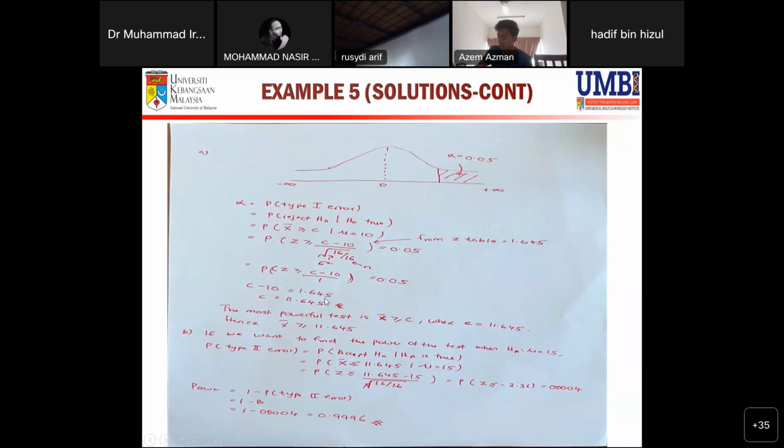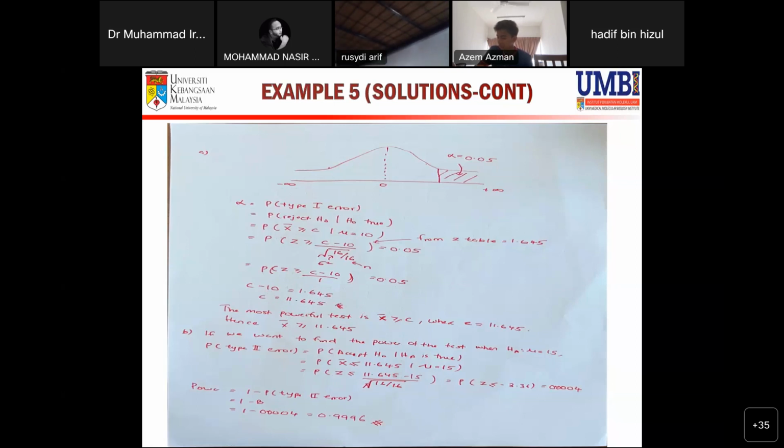Okay. So 1.645 equals, on the left-hand side, (c − 10) divided by 1. So we move the 1 to here. So 1.645 times 1 becomes 1.645. Then minus 10 there, and then we move 10 to the other side, it becomes positive. So c is 11.645.